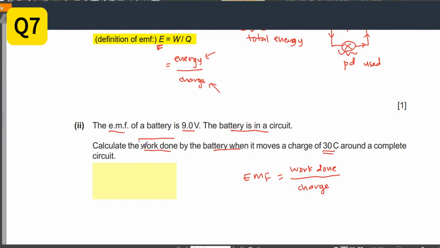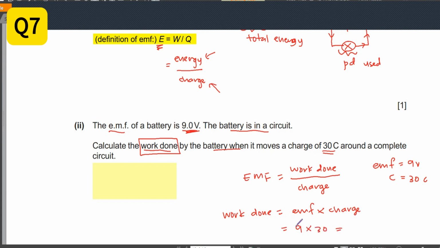We want to calculate the work done. So we are given EMF is 9 volts. The amount of charge, 30 coulomb. We want the work done equals to EMF multiply amount of charge. EMF 9 multiply 30. So here the work done will be 270 joules.